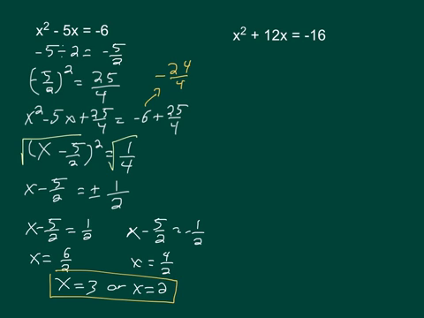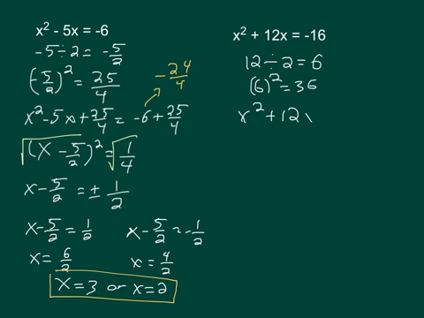x squared plus 12x equals negative 16. So start by taking my coefficient of x, which is my b. 12 divided by 2 is 6, and 6 squared is 36. So I'm going to add 36 to each side here.